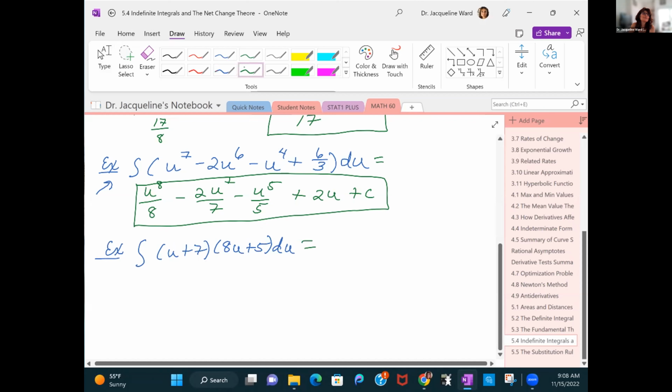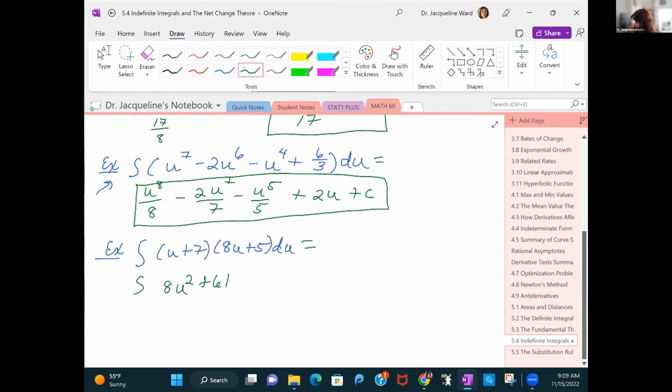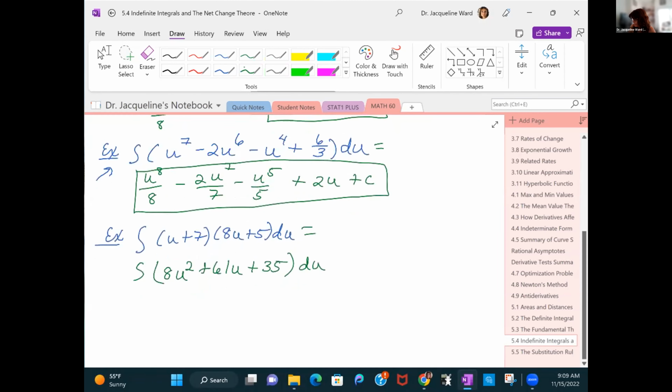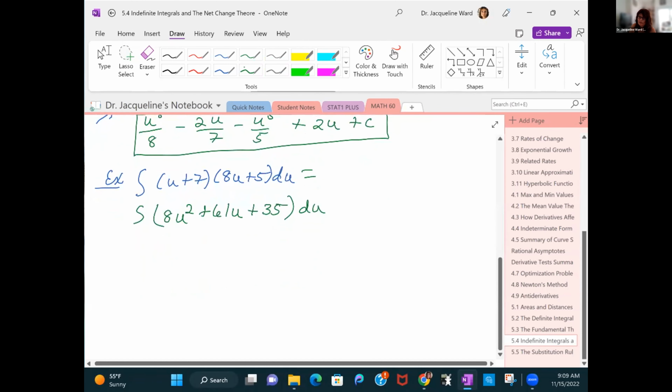And then I almost feel like this is the kind of trick question. Ooh, it looks weird, but you have to just FOIL it out. And then you get a basic polynomial function like we've been dealing with. So just FOIL it. And you get 8u squared plus 5u plus 56u is 61u plus 35. And again, we want parentheses. And now it's just a nice polynomial function.